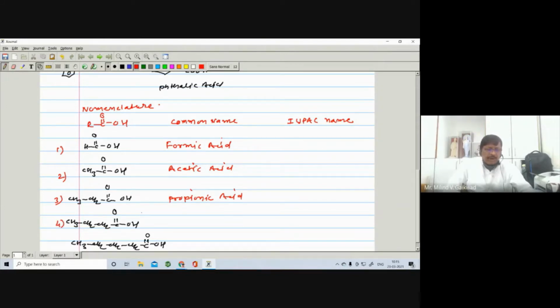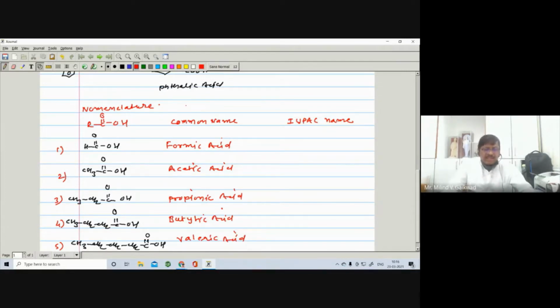Then number 4 is called butyric acid. It has the smell of rancid butter. That's why it is called butyric acid. Number 5 is called valeric acid. As it is obtained from valerian, that's why it is called valeric acid.